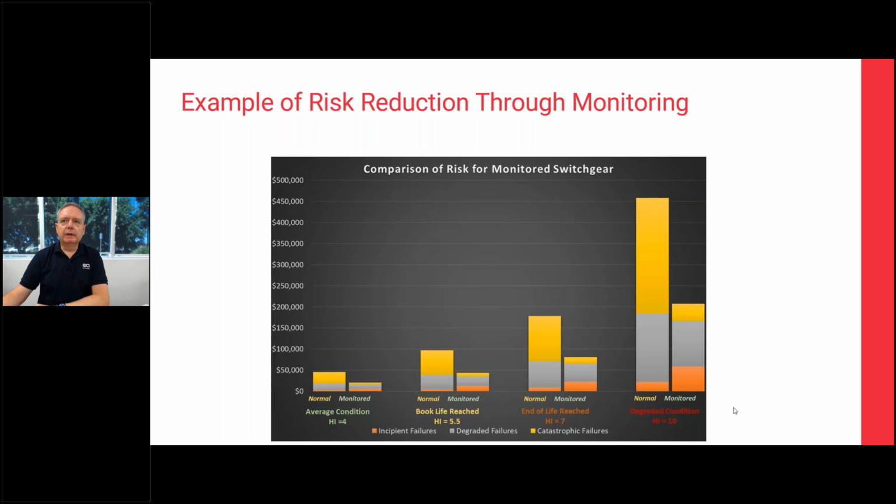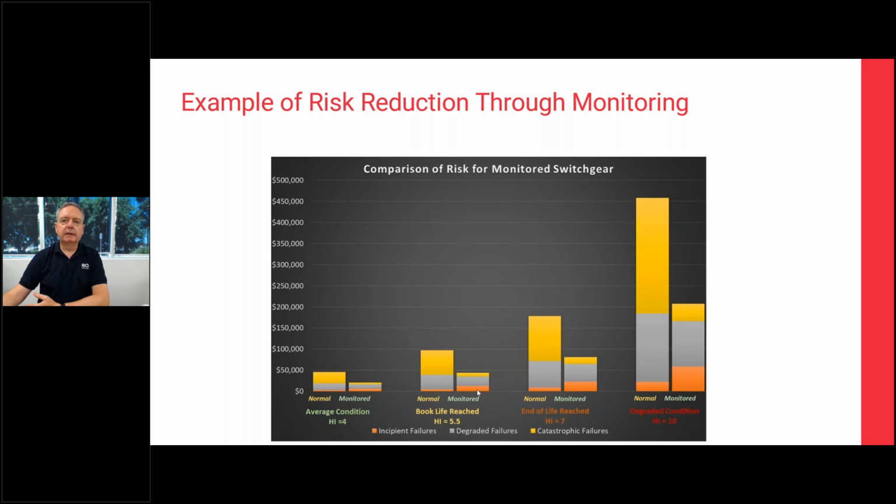So just to give you one example, this is one where we've done a calculation. The blocks here are showing you a particular switchboard under different types of condition, in average condition when it's new, right the way through to quite old, towards end of book life, and then starting to degrade. And the right-hand block is showing you the level of risk that this particular organization was running on that switchboard compared with a monitored solution, so a monitor installed on the switchboard versus something that wasn't monitored.